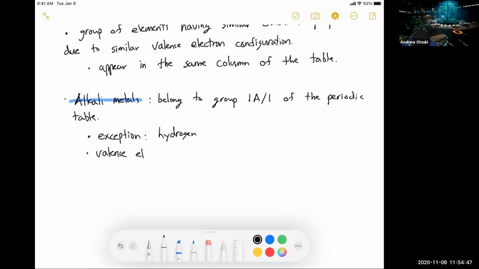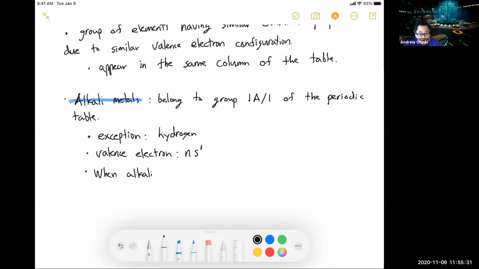Valence electron: alkali metals have only one valence electron. So we denote it as ns1, because any element in that column will have this electron configuration, where n is any integer from 1 up to maybe 7, ns1. A unique thing about alkali metals: the common ones are sodium, potassium, rubidium, cesium, lithium, stuff like that.